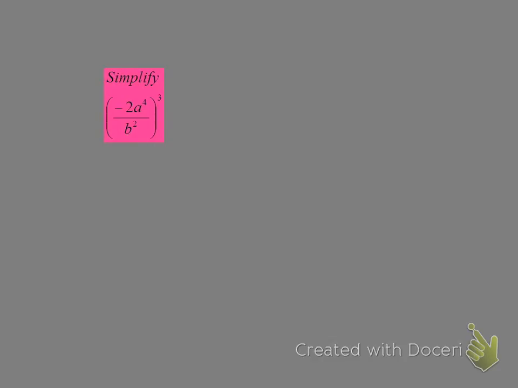So this one we have negative 2a to the fourth all over b squared. The cube on the fraction means you're going to cube the top and the bottom. You're going to cube both things, the top and bottom. So I'm going to write that out first. Let's change the color, brighten it up a little bit. There we go.